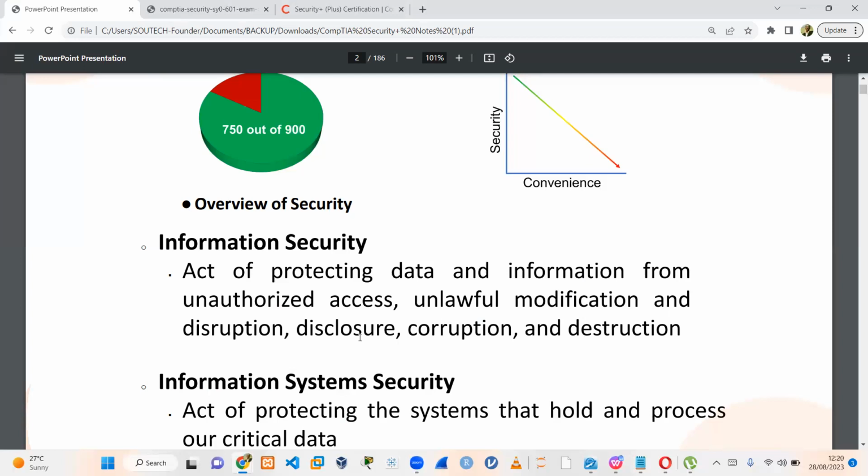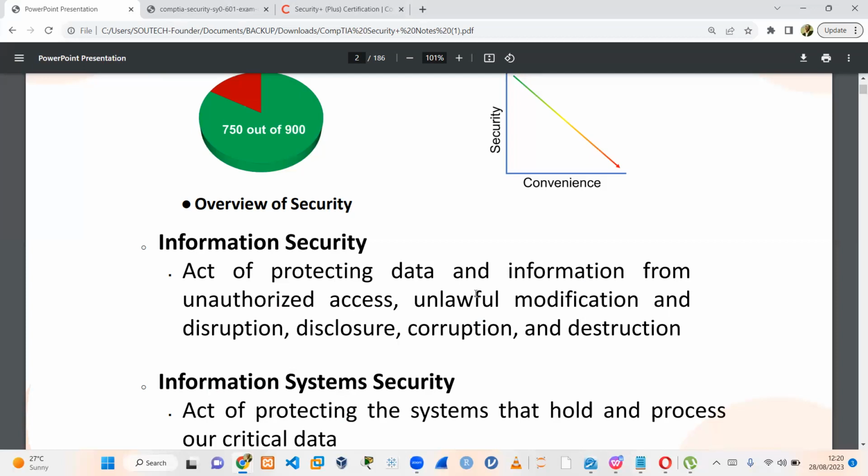Then, of course, we say disclosure. So that's where confidentiality is. How do we ensure that only persons that should see something should actually have access to that? And of course, corruption, where it's not that we can't see it, but we cannot make use of it. And destruction is where, in operations, we talk about business continuity. How do we ensure that even when there's destruction, even when there's an anomaly, we can ensure continuous use of IT systems? So information security covers quite a lot.